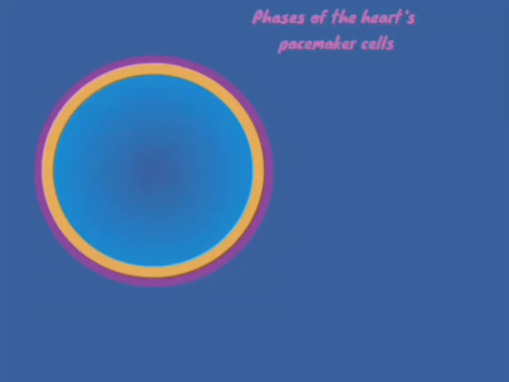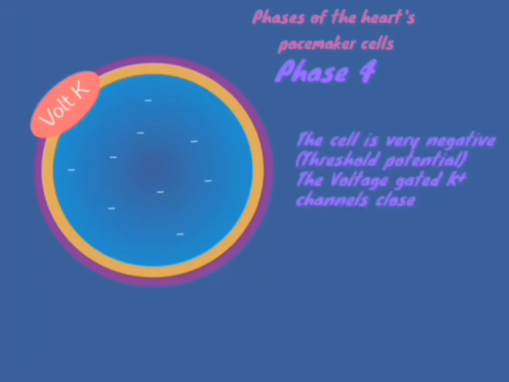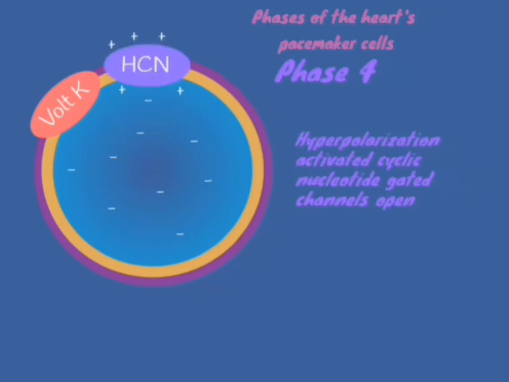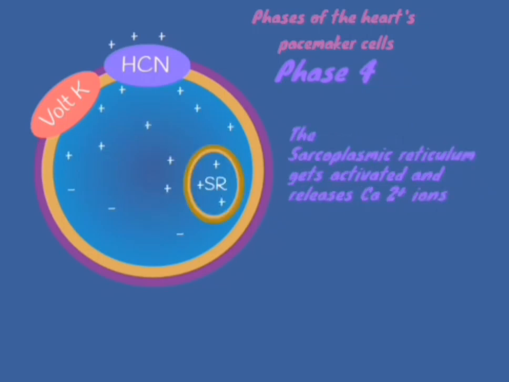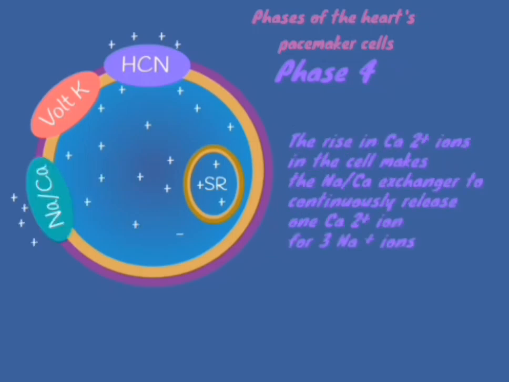Phases of the heart's pacemaker cells. Phase 4. The cell is very negative. The voltage-gated potassium channel is closed. Hyperpolarization activated cyclic nucleotide gated channel is open. The sarcoplasmic reticulum gets activated and releases calcium ions. The rise in calcium ions in the cell makes a sodium calcium exchanger continuously release one calcium ion for 3 sodium ions.